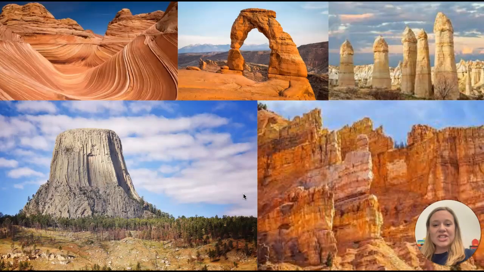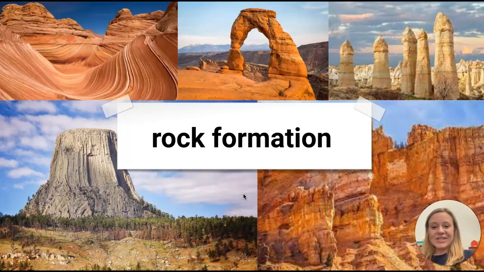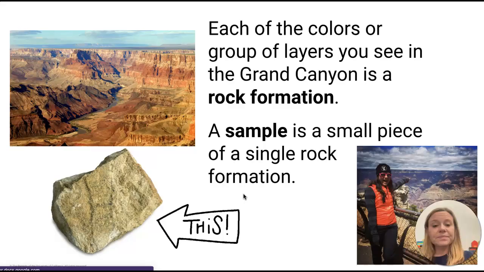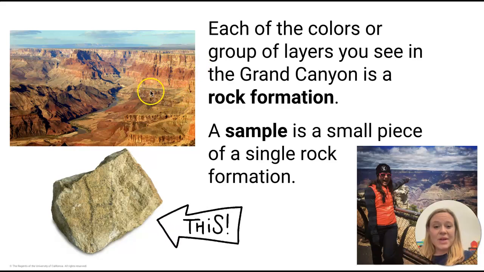So a rock formation itself, and these are some images, is a region of rock that formed together as a single rock type. So all of these rocks form together and they are one type of rock. They all have the same mineral composition. And if we look at an example like the Grand Canyon, each of the colors or groups and layers that we see in the Grand Canyon is a rock formation. So each of these layers is its own rock formation and it's the same rock type.